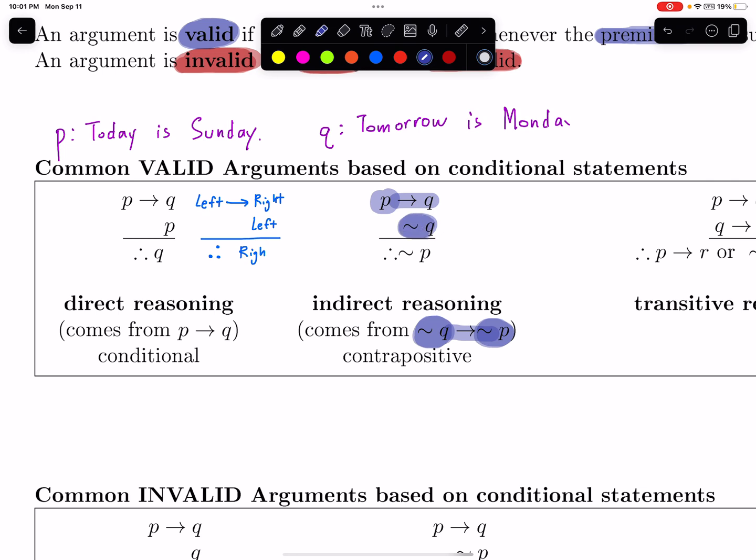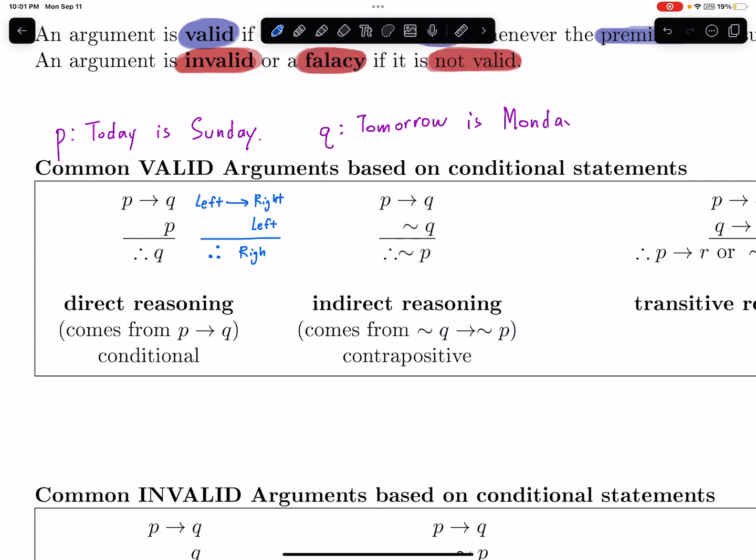Not Q, therefore not P. Let's break that down in terms of what's on the left and right. Here, what have I got? I've got something on the left, arrow to something on the right. The next part of the pattern is the negation of the right side, therefore the negation of the left side. That's the pattern of the contrapositive. So when we use that pattern, we can say indirect reasoning. By the way, I also accept "reasoning by the contrapositive" as an answer if you're writing on a test.